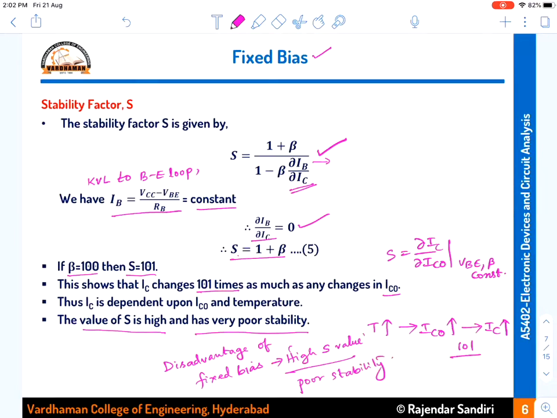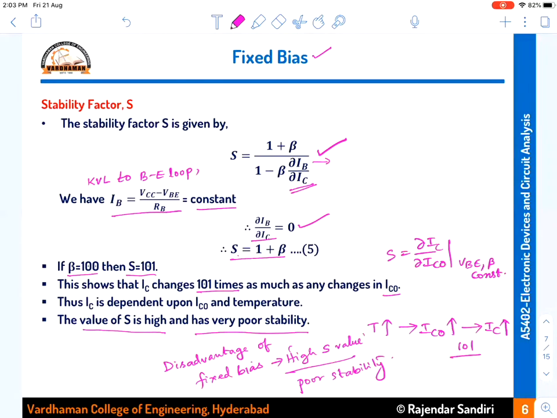So the stability factor of fixed bias is 1 plus beta. If beta is 100, S is equal to 101, but ideally the stability factor should be 0, whereas the stability factor of the fixed bias circuit is 101. That means if IC naught increases, then IC increases 101 times. If IC increases 101 times, then definitely the operating point changes, because IC is the y-intercept of the operating point. When the y-intercept changes, the position of the operating point changes, so it has very poor stability. That is the conclusion from the stability factor S.